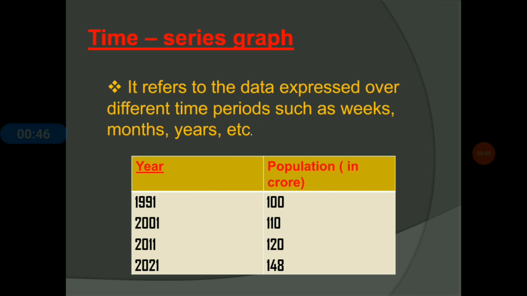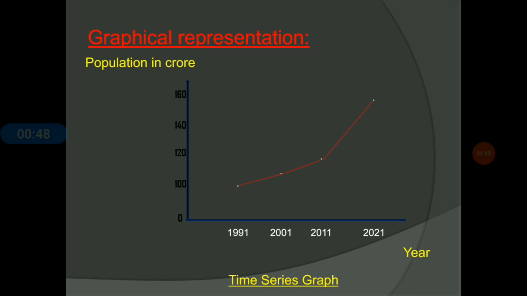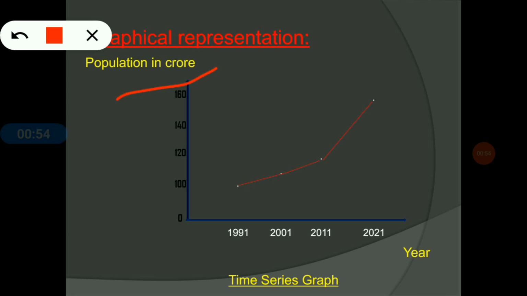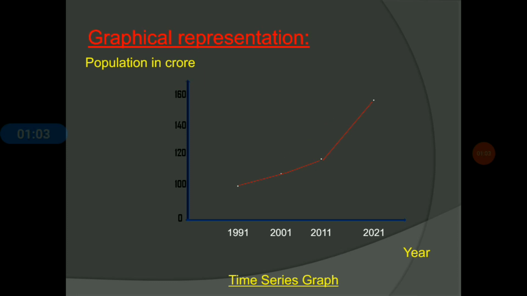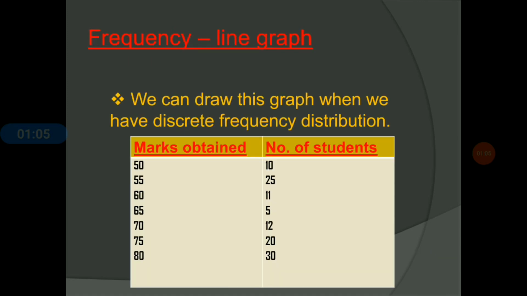And now move on to the next slide, where we can see the graphical representation of the time series graph. Here we measure population in crore on the vertical axis and the different years on the horizontal axis, and this is the time series graph. I think this is clear. So now move on to the next type, that is the frequency line graph.